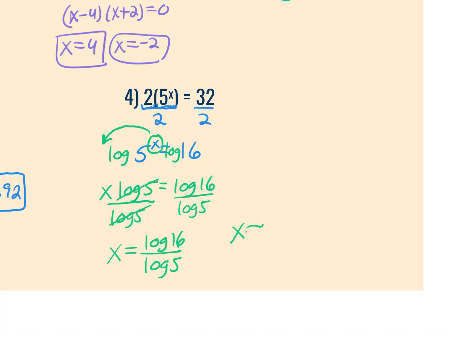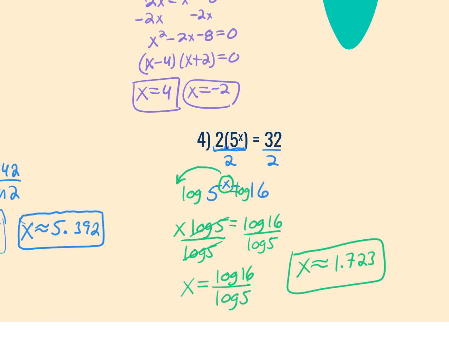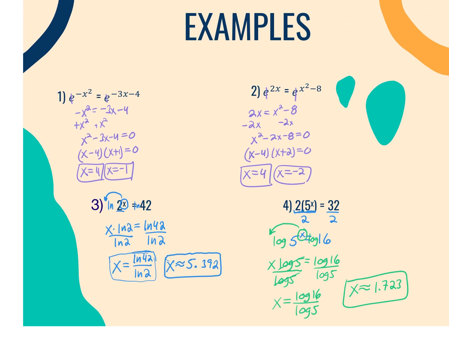So let's put this into the calculator and then let's get a decimal approximation. If you do log 16 over log of 5, you should get 1.723. All right, so 3 decimal places. Hopefully not too bad. All right, let me zoom out.